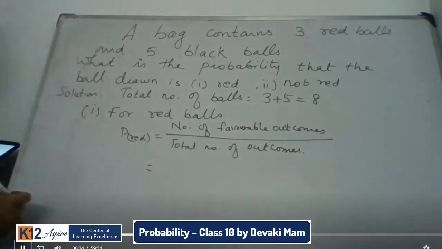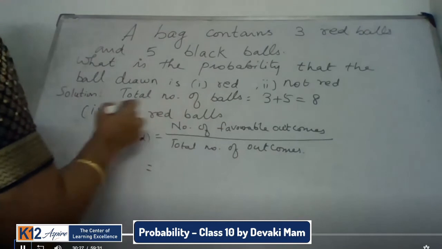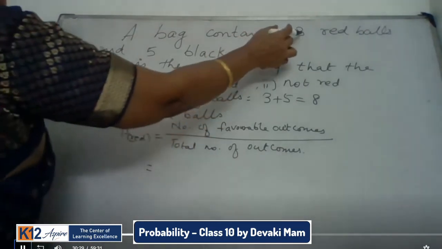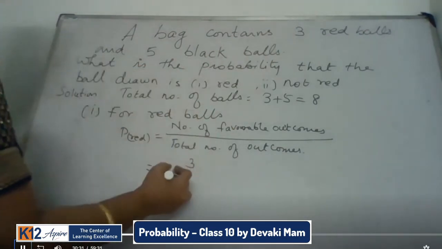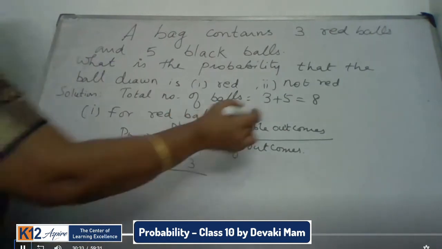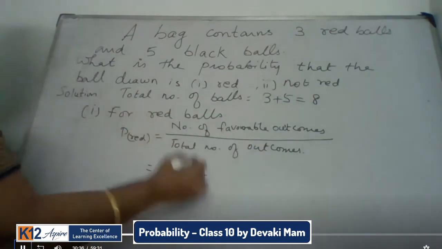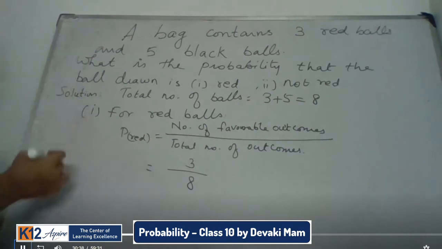And then the number of favorable outcomes is, what is that? To get the red ball, how many red balls are there? 3. 3 chances are there. Total number of outcomes? 8. So 3 by 8 is the answer for this question.